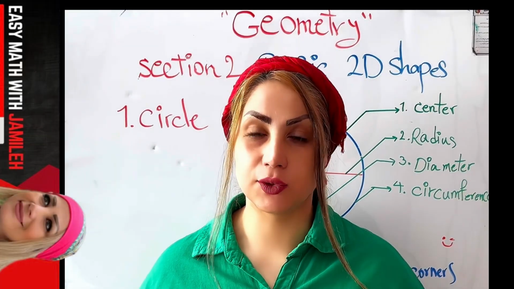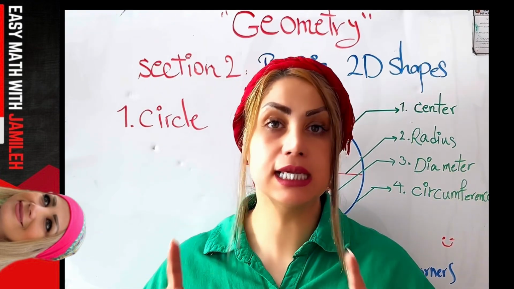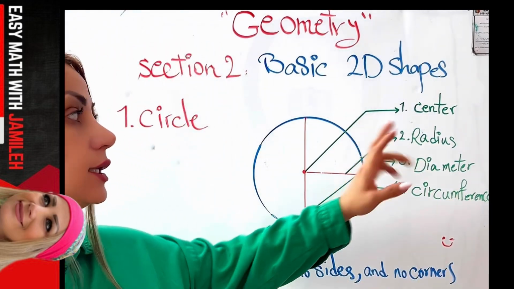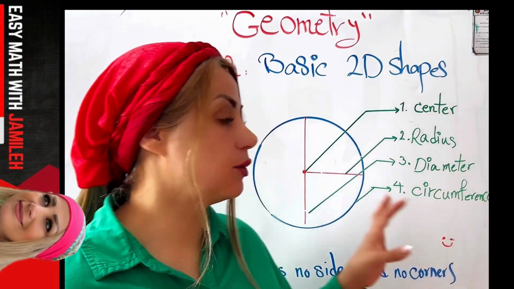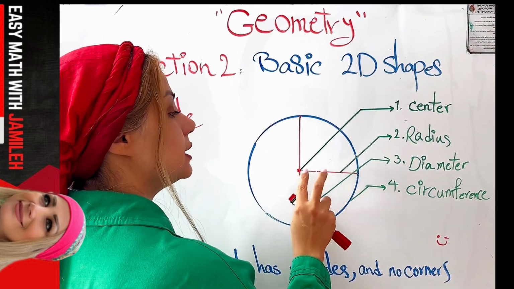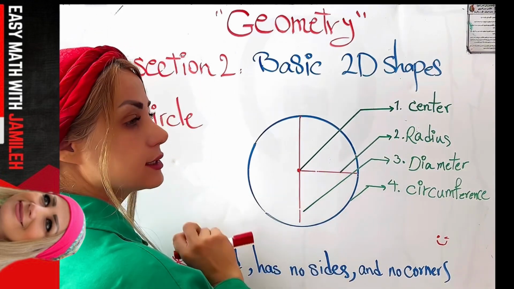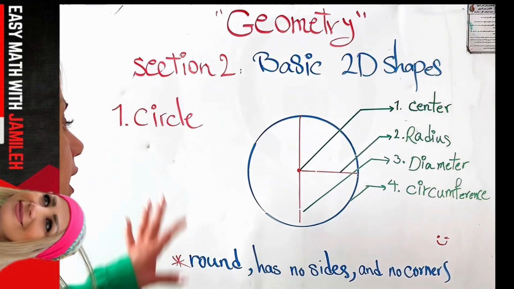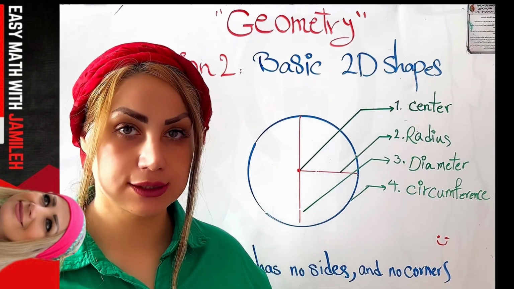Number one, circle. A circle is a shape where every point on the edge is the same distance from the center. And there are important terms like center, radius, diameter, and circumference that we want to explain. Its radius is the distance from the center to the edge, and diameter is twice the radius, and circumference is the distance around the circle. Notice that a circle is round and has no sides and no corners.